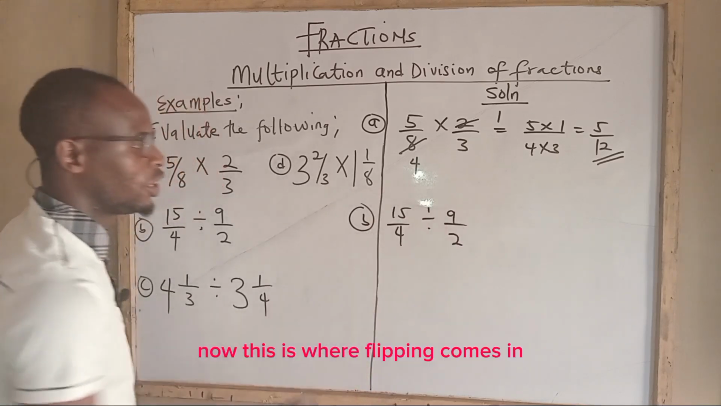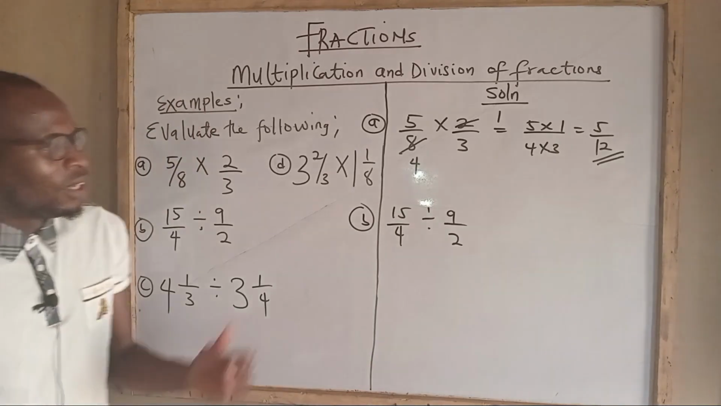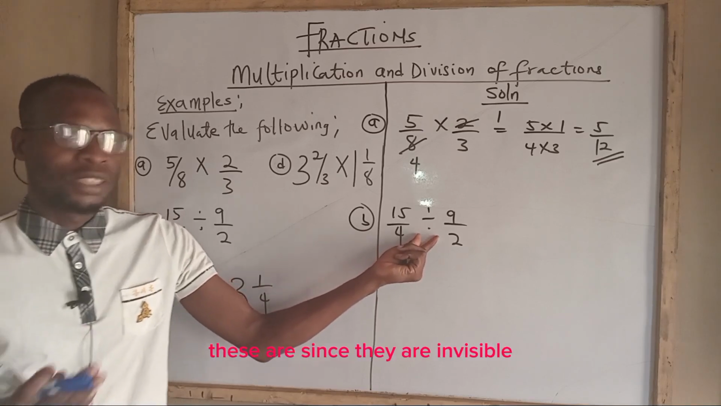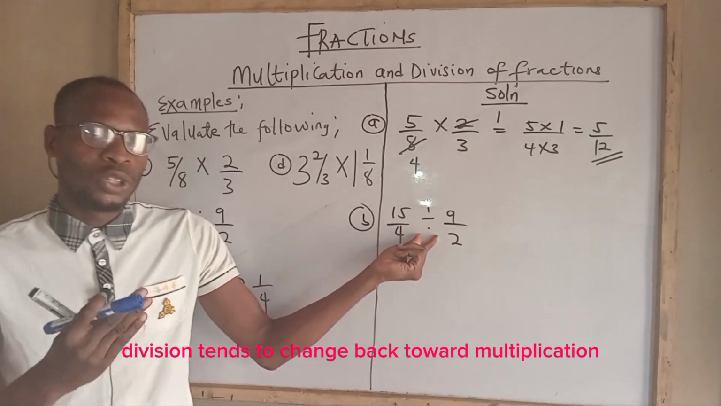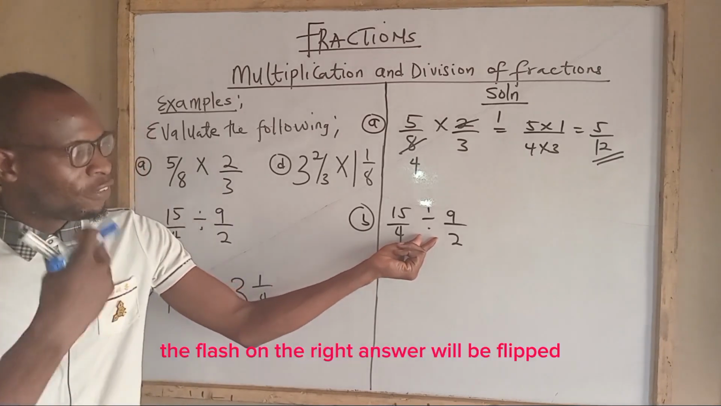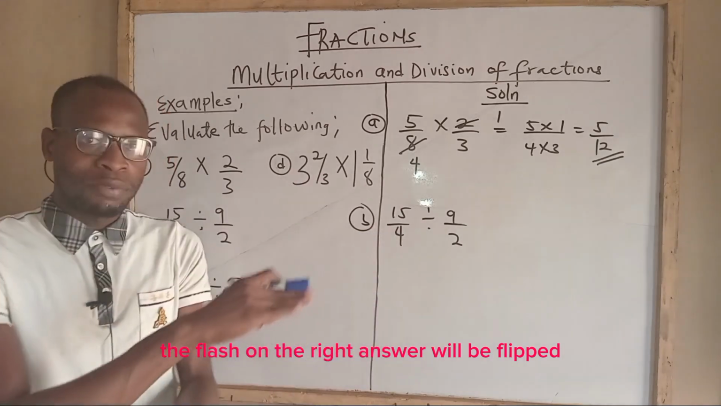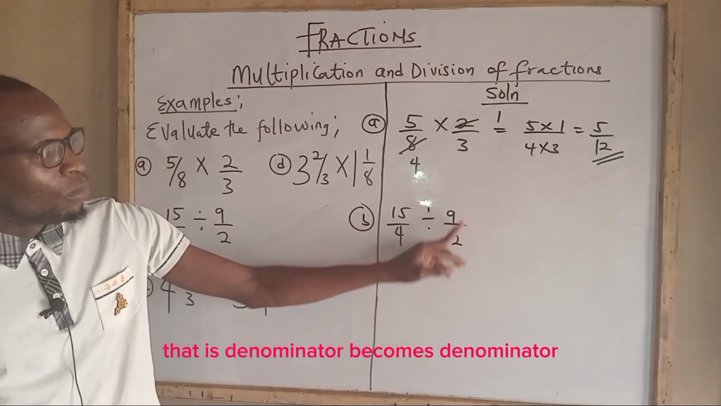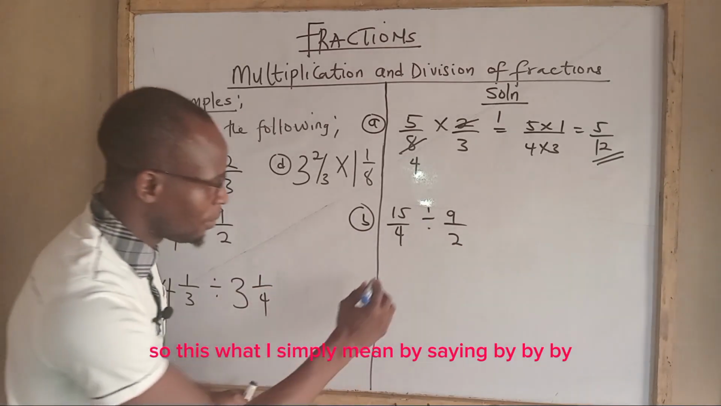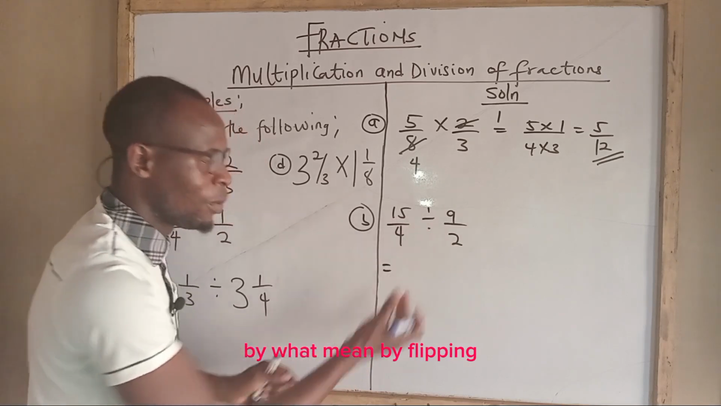Okay, so the second question says we should also evaluate 15 over 4 divided by 9 over 2. Now, this is where flipping comes in. If you look at it now, we have a division sign here. Since they are inverse operations, that means division tends to change back to what? Multiplication. So immediately it changes, the fraction on the right hand side will be flipped. That is, the numerator becomes the denominator and the denominator becomes the numerator. So this is what we mean by flipping.